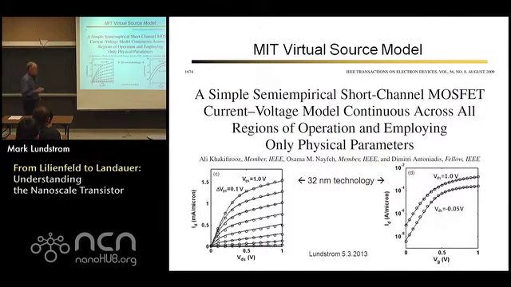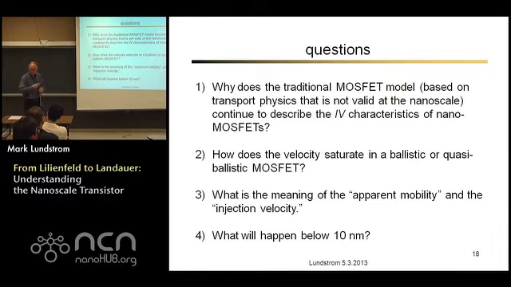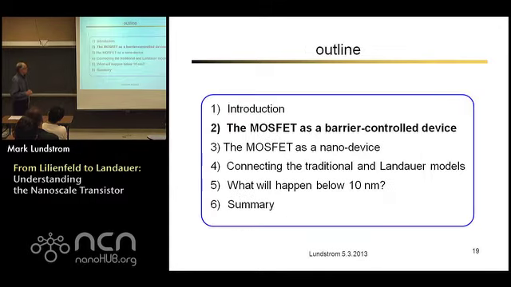The IV characteristics of a small transistor says that the velocity saturates, but that doesn't seem to make physical sense. They can't scatter enough. What are the meanings of these things, apparent mobility and injection velocity, that we have to empirically tweak a little bit to get these beautiful fits? And I'll say almost nothing about how things might change below 10 nanometers. I don't know. We thought things would change below 100 nanometers. It turns out they didn't change very much. But things might change below 10 nanometers. I'll say just a little bit about that.